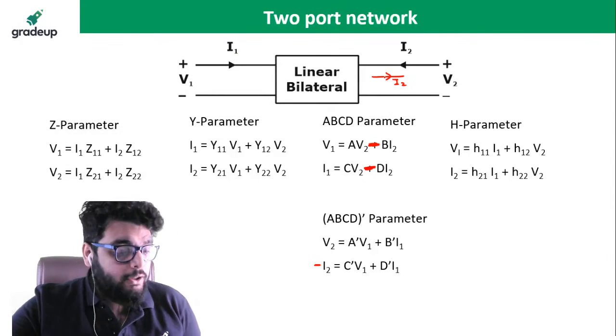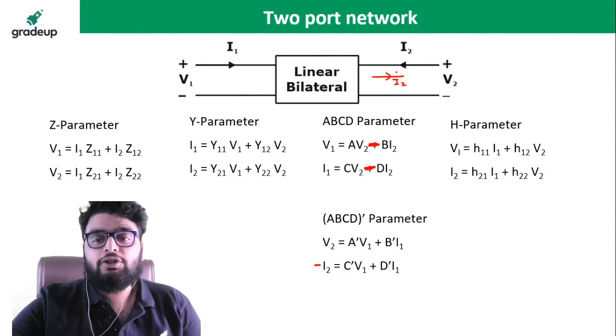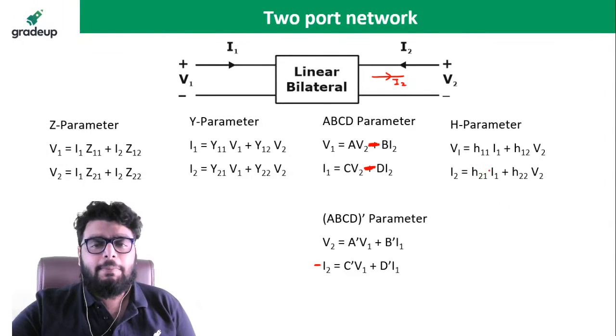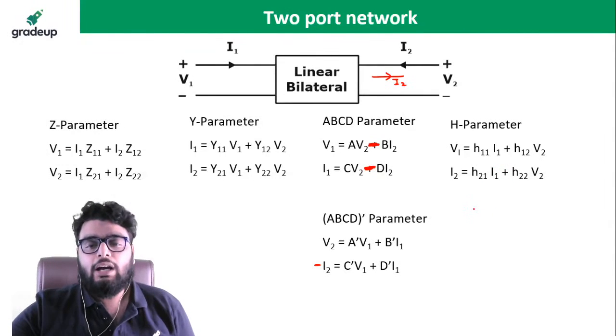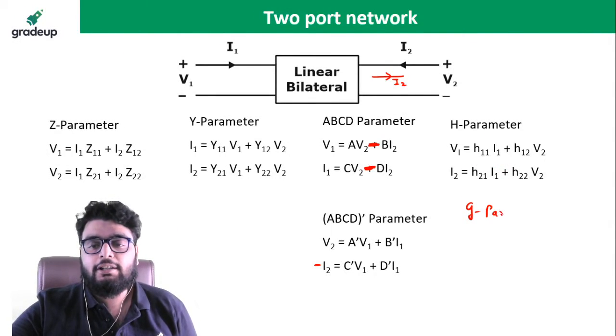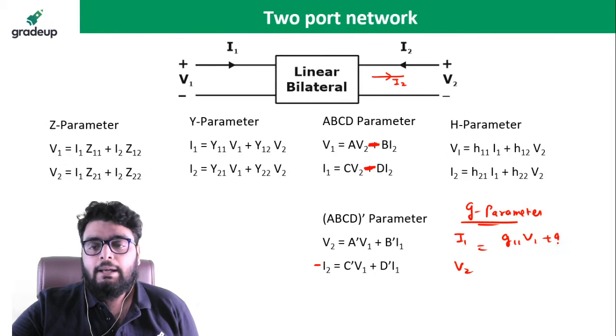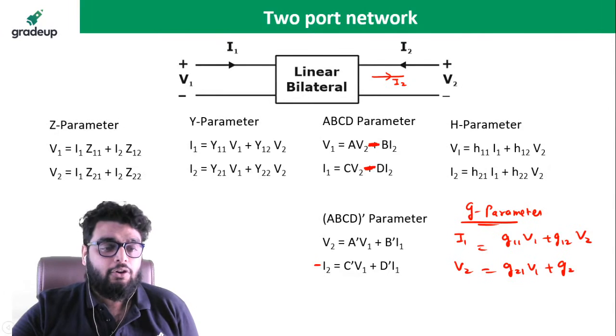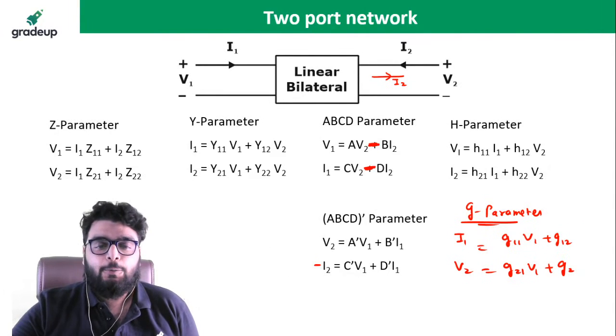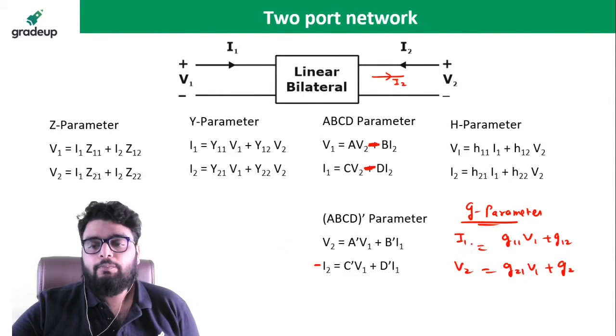Fine. Now one of the students is asking, sir, the equation for G parameter. सिंपल है बेटा, जो H पैरामीटर है ना उसको चेंज उल्टा कर दो, आपके पास G पैरामीटर की इक्वेशन आ जाएगी. What is the equation for a G parameter? I1 V2 is equal to G11 V1 plus G12 V2 is equal to G21 V1 plus... not here, it will be I2. My fault. Here it will be I2, V1 and I2.